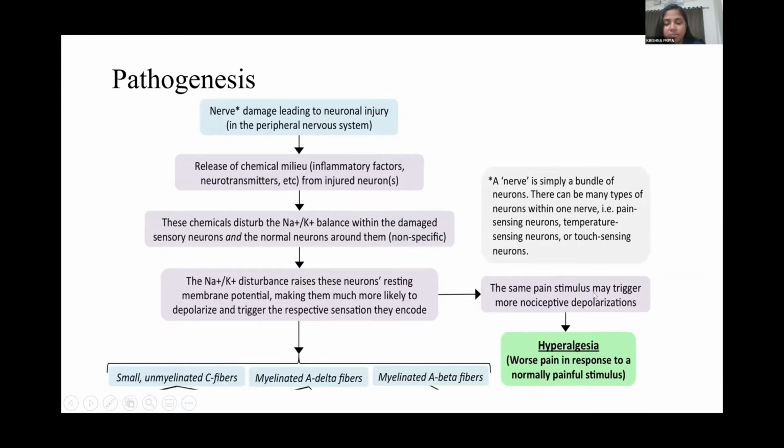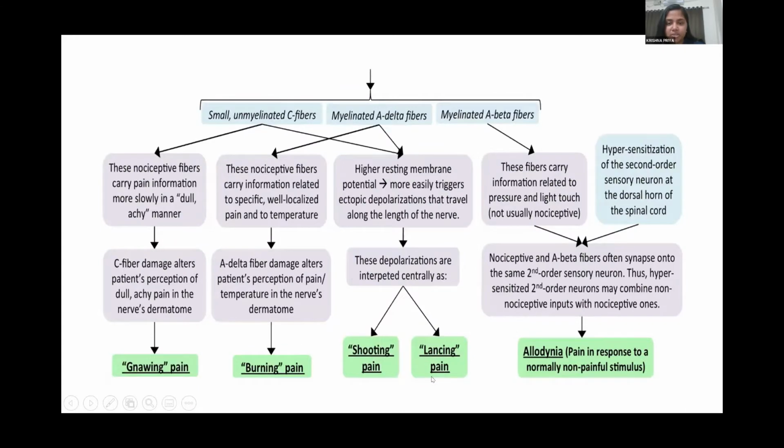That is, the same pain stimulus may trigger a more nociceptive depolarization, causing worse pain in response to normal painful stimuli. It can also affect the unmyelinated C fibers, myelinated A delta fibers, and myelinated A beta fibers. So we could see the various presentations of neuropathic pain. The patient may complain of a gnawing pain, a burning sensation, shooting pain, a lancing pain, or allodynia, that is pain in response to a normal non-painful stimulus. These are due to the injury to the various C fibers, A delta fibers, and A beta fibers.